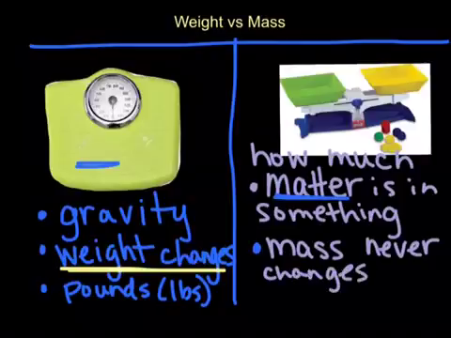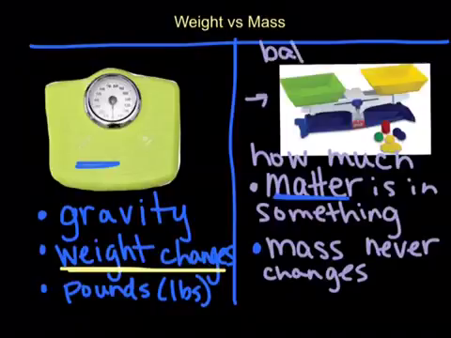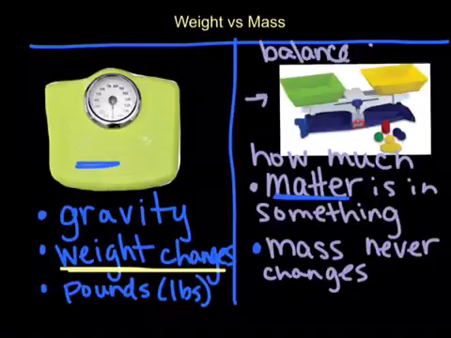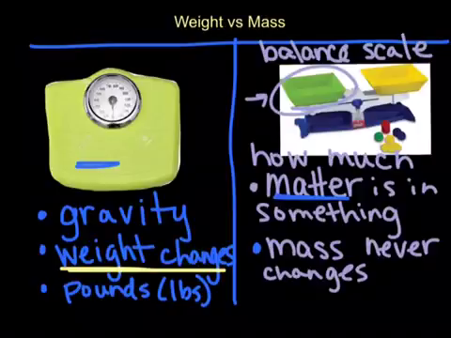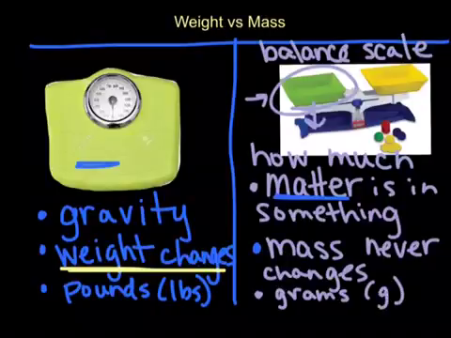The tool we use is pictured right here. It's called a balance scale. And it's called that because you can see that these little pans here, those move vertically. So the heavier an item is, the farther it goes down. The other thing that we want to talk about is that mass is measured in grams. And the abbreviation for that is G.